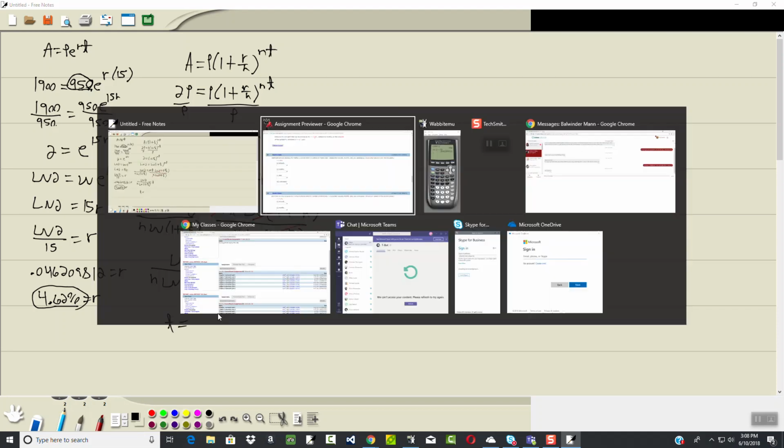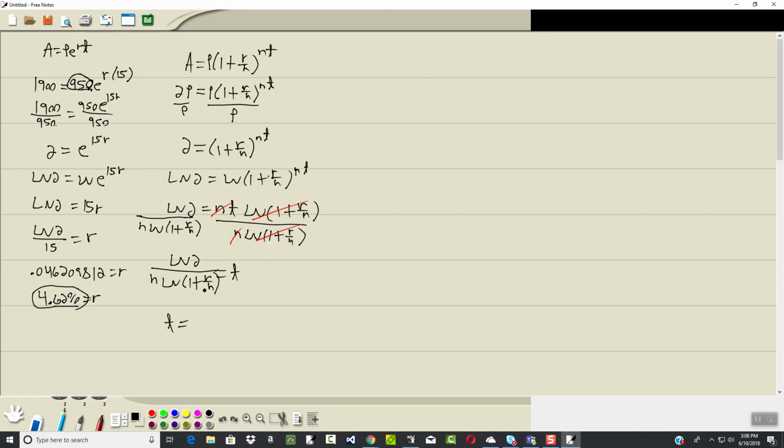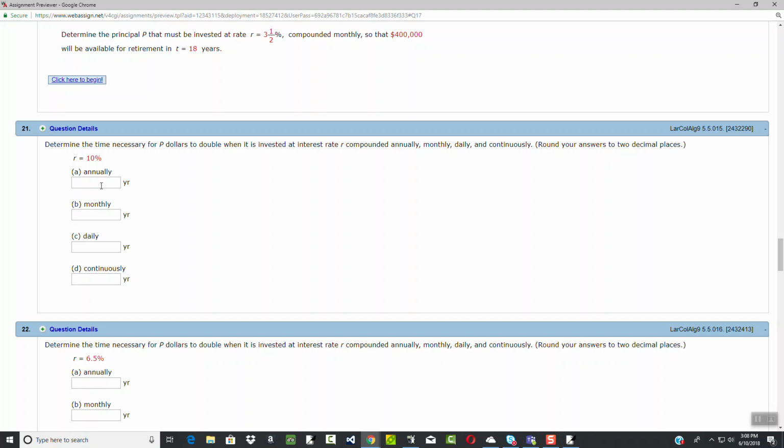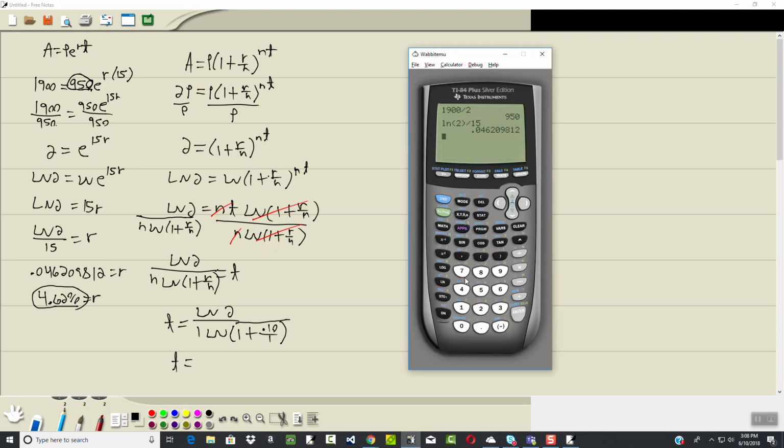So, I won't do all these, but just to give you an example. It says annually. What that means is n is going to equal 1. n is the number of times compounded per year. And r is 10%. So we're going to have natural log of 2 over 1 times natural log of 1 plus 10%, so that's 0.10, divided by n, which is 1. I would recommend doing each one of these separately on your calculator. It gets kind of tricky to put these in your calculator. Be careful with the parentheses.